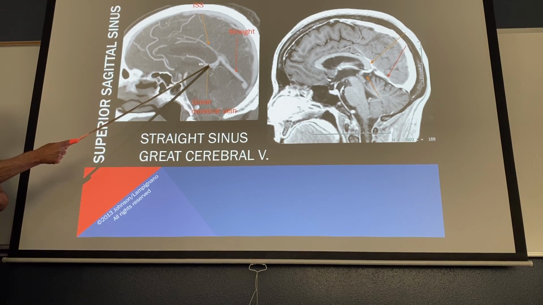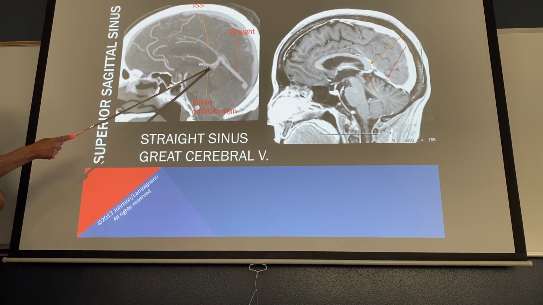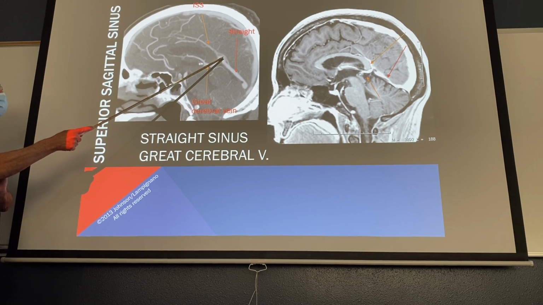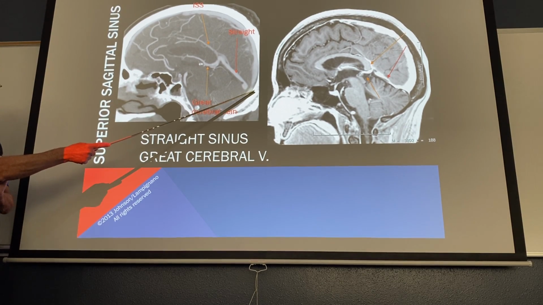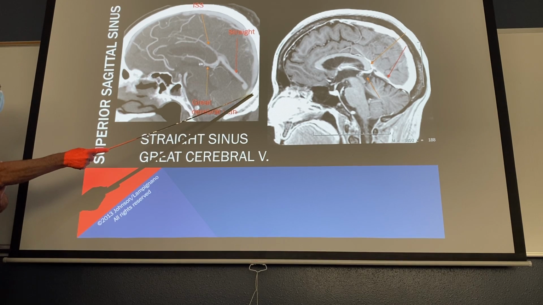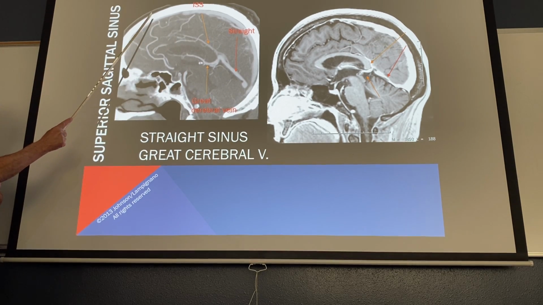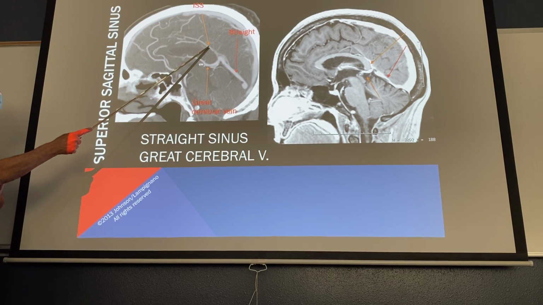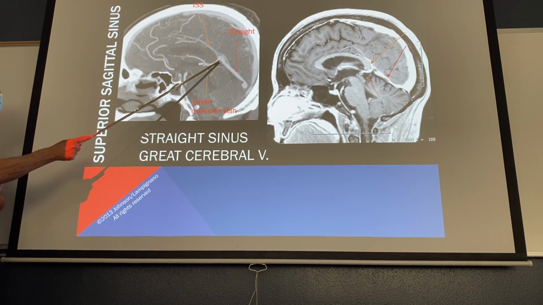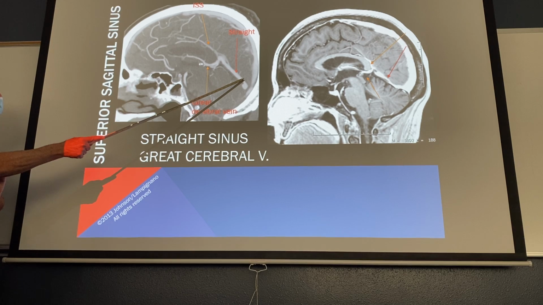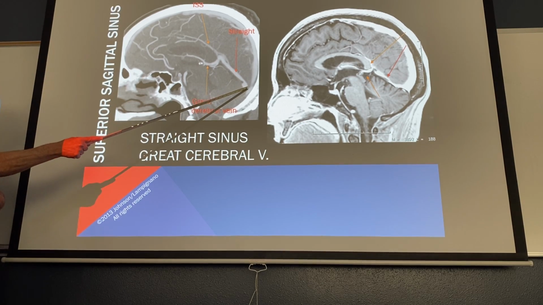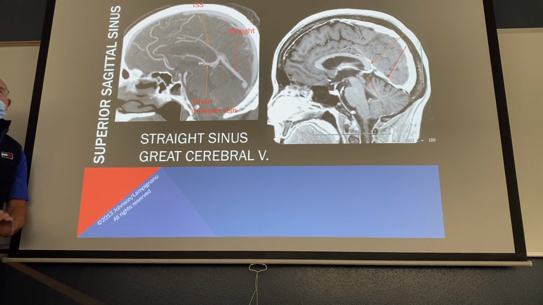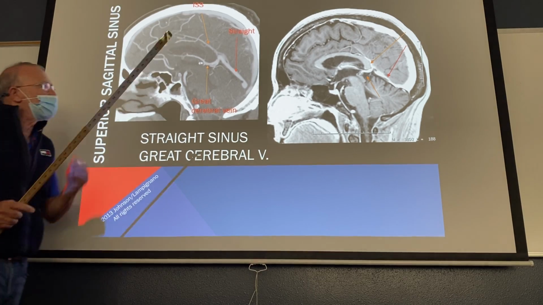Then there's going to be a vein called the great cerebral vein that's going to join up with it. And then from this point going downward and going posterior is going to be the straight sinus. So you have superior sagittal sinus, inferior sagittal sinus, you have great cerebral vein. Over here is going to be the area of the straight sinus. Where they meet, which we can't quite pick up on this image, is referred to as the confluence of sinuses.